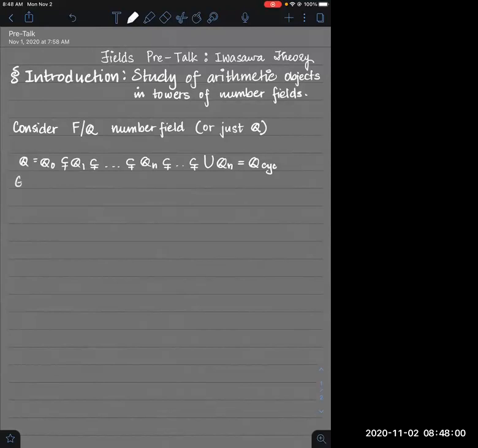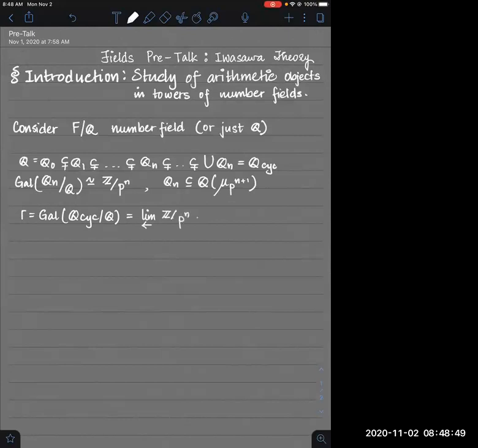So what are these Q_n's? The Galois group of Q_n over Q is isomorphic to a cyclic group of order p to the n. And Q_n is the unique such extension of degree p to the n that is contained inside Q adjoined the p to the n plus oneth roots of unity. Now, when I want to look at the Galois group of Q_cyc over Q, I'm going to call that gamma. And this is just the inverse limit of Z mod p to the n, which is isomorphic to the p-adic integers.